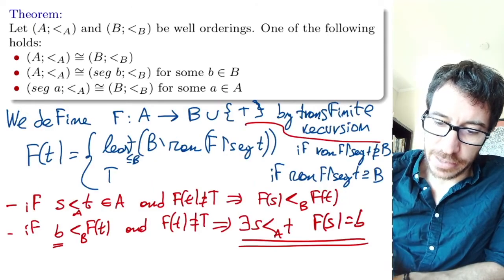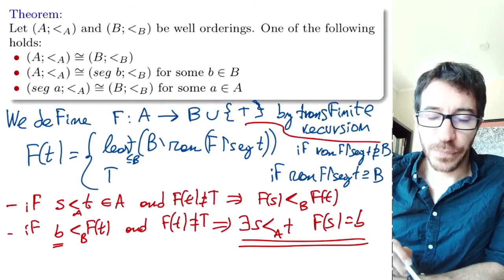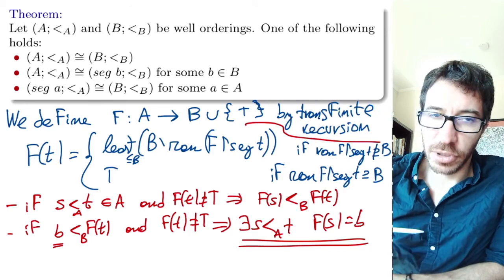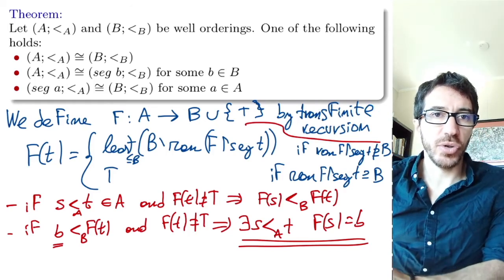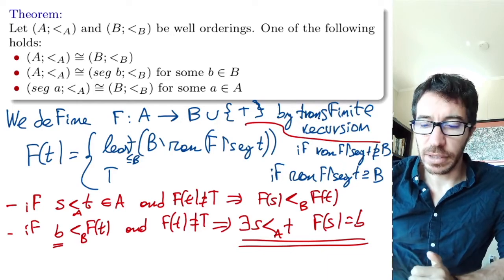By the way, the fact that this list exists is because you're using the fact that B is well ordered to do this. We're using the fact that A is well ordered to use transfinite recursion. Okay, so good so far. Now we essentially have what we want.